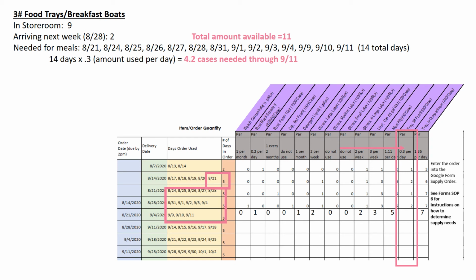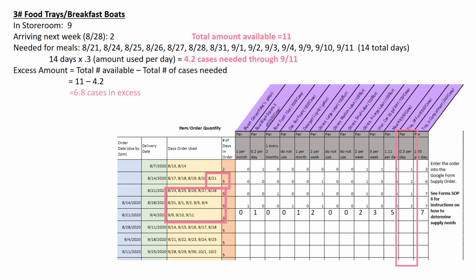That's our PAR level. To determine how much we will use in 14 days, we take 14 times 0.3 to get a total of 4.2, meaning that we will use 4.2 cases of breakfast boats through September 11th. To figure out how much excess we have, take the total number of cases available, which is 9 in our storeroom plus 2 arriving next week for a total of 11, minus the total amount we need, which is 4.2. That equals 6.8, meaning we have 6.8 cases left in our storeroom after the September 11th breakfast is over.